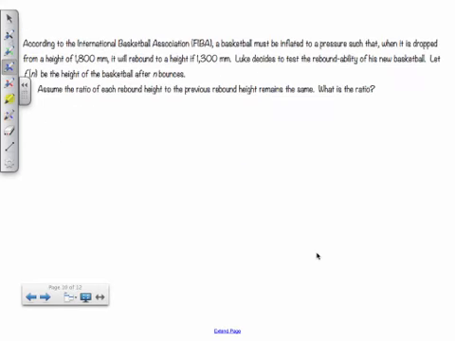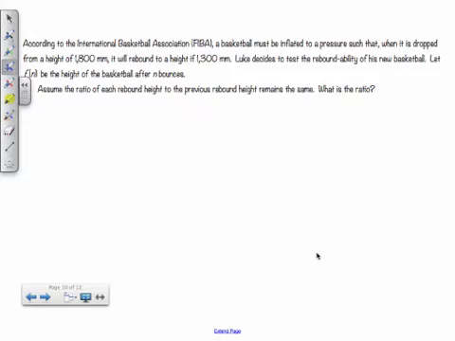All right, number 4. According to the International Basketball Association, a basketball must be inflated to a pressure such that when it is dropped from a height of 1,800 millimeters, it will rebound to a height of 1,300 millimeters. So Luke decides to test the reboundability of his new basketball. Let f of n be the height of the basketball after n bounces.